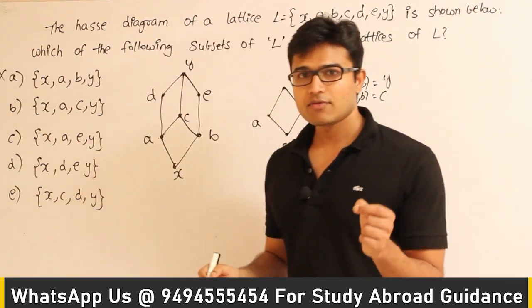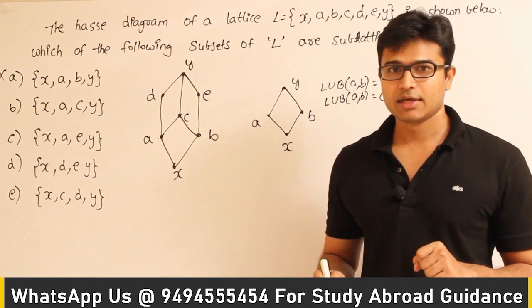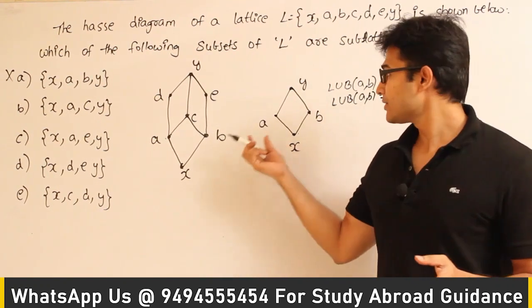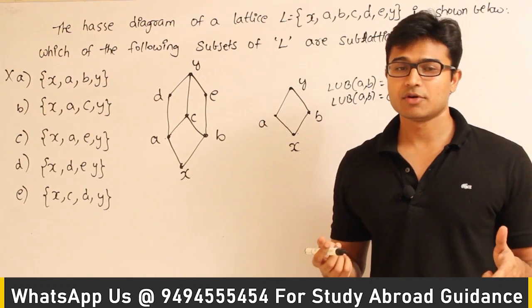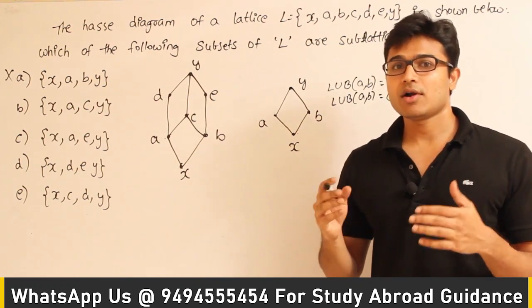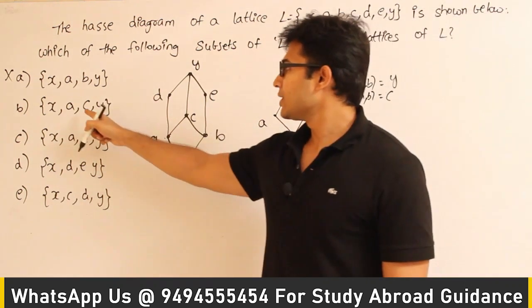So even if you find one counter example, it is enough to say that it is not a sublattice. Got it? So it is a lattice but not a sublattice. That is the difference. It is a lattice because for every pair of elements there is greatest lower bound and least upper bound, but it is not a sublattice because the greatest lower bound and least upper bound are not same as the original lattice. Got it? Okay, now let's see the next example.